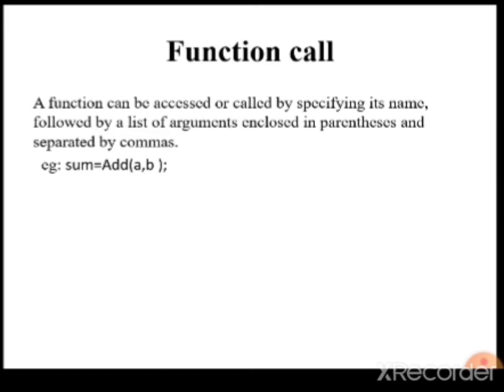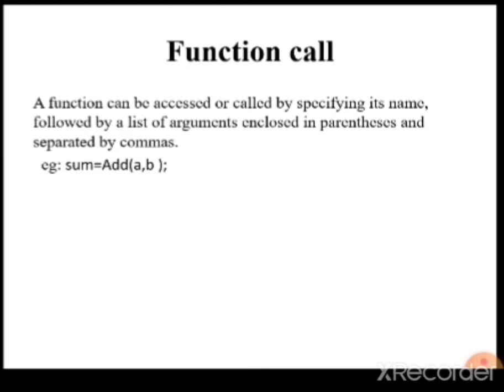Function definition is written in the subprogram section. Function call is in main. Function declaration is before main, in the global declaration section, or in the local variable declaration section, that is, inside the main program, not after it.